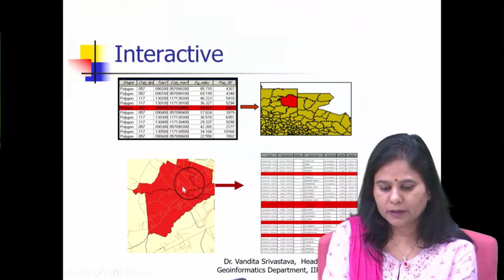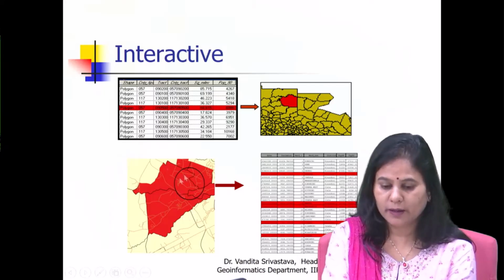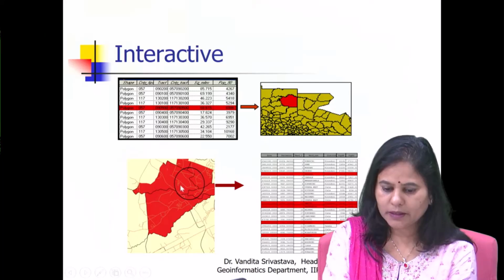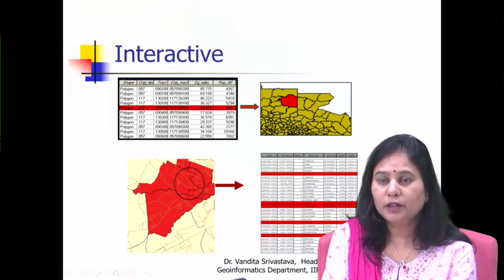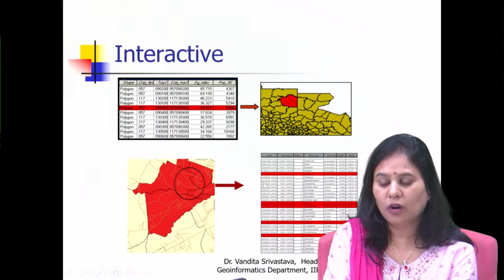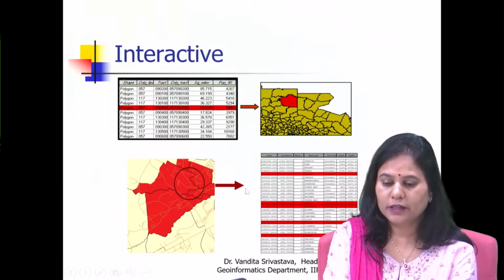So I drag here and make this circle with the dragging using my cursor, and all the elements that are selected here will be shown in the tabular information also. Their corresponding records, their attribute information will be shown here, right? So this is the interactive selection.